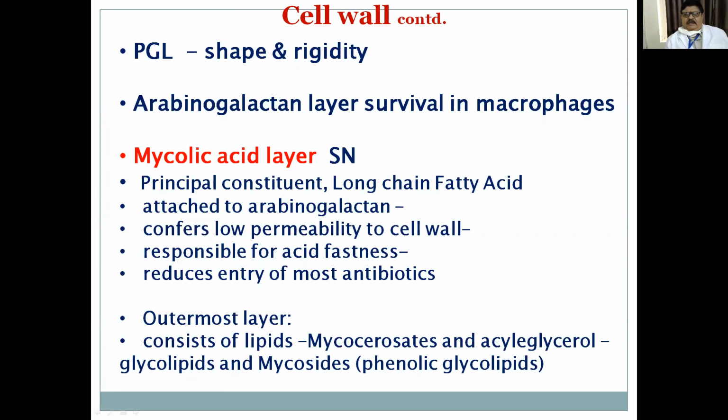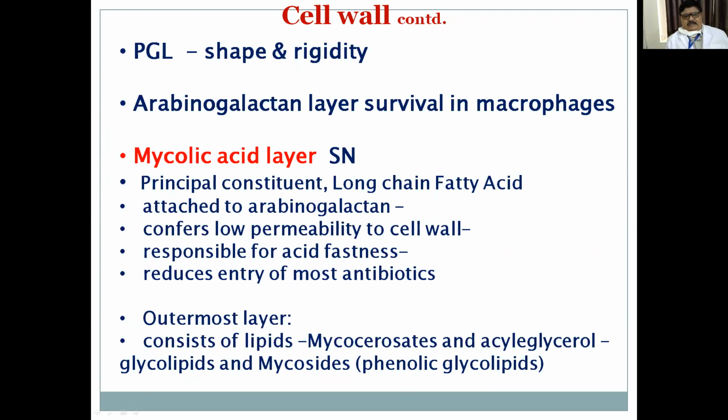So the peptidoglycan layer, as you know, gives shape and rigidity. The arabinogalactan layer helps survival in macrophages, because it is an intracellular host. They survive in the cells that are macrophages, the macrophages of the host. This is an advantage because antibiotics cannot easily pierce the macrophage.